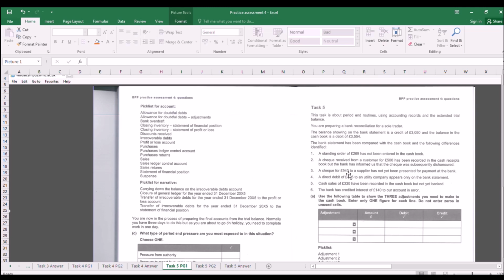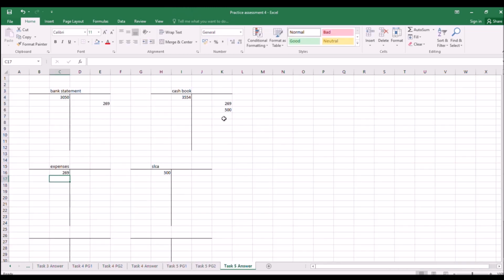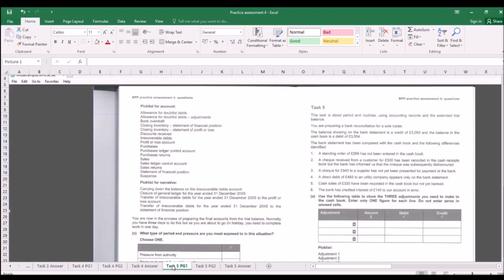A cheque for 940 to a supplier has not yet been presented for payment at the bank. Okay, so we've got 940 over here. Now, what I'm going to do here is colour these in different colours. So this would be something that is missing, so it's not on either of them there. So that goes. I'm going to colour those ones there, which is our transfer across. So we transfer, and I usually like to colour something there, and that is something which we're going to have as an adjustment. Okay, so those ones aren't on bank statements yet.